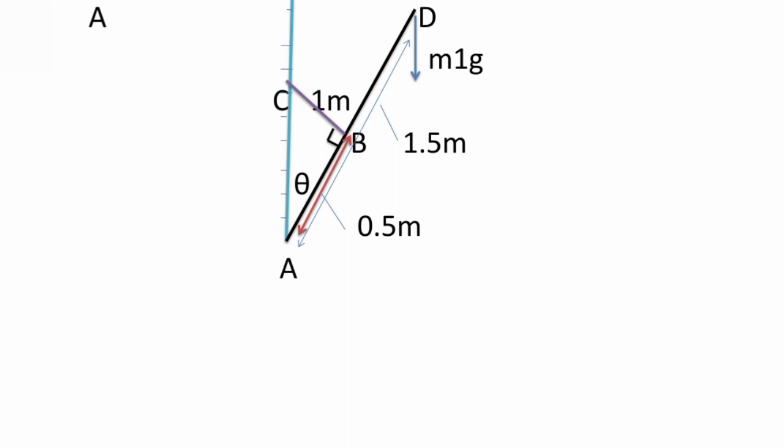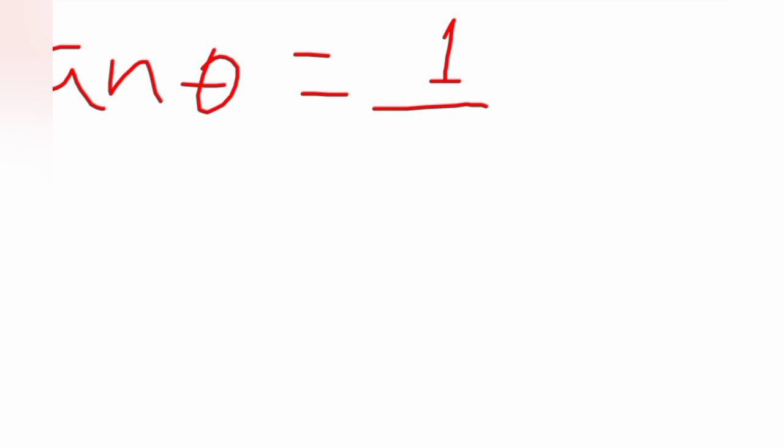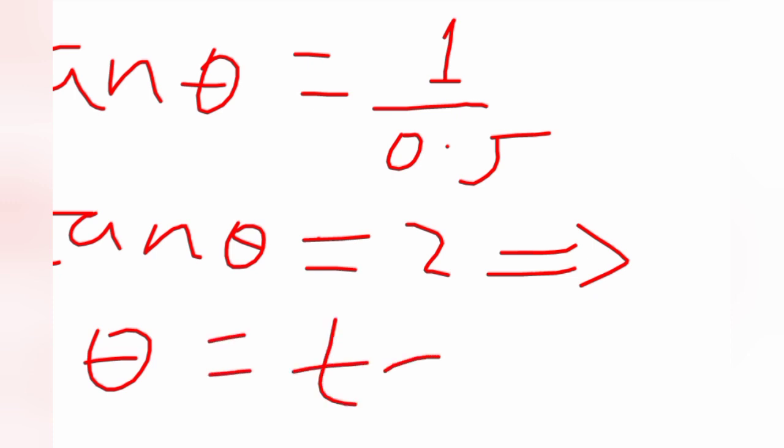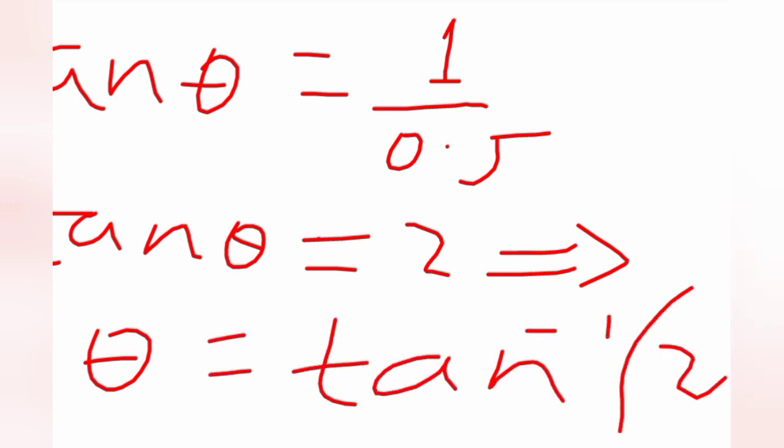Here tan theta is equal to the opposite side over the adjacent side. The adjacent side is 0.5 and the opposite side is 1 meter. So tan theta is equal to 1 over 0.5, which is 2. From this, theta is equal to tan inverse of 2.